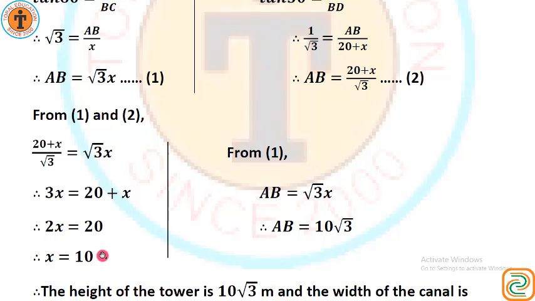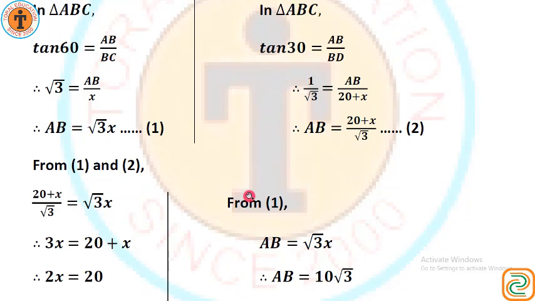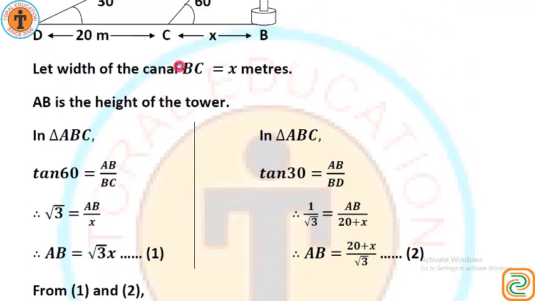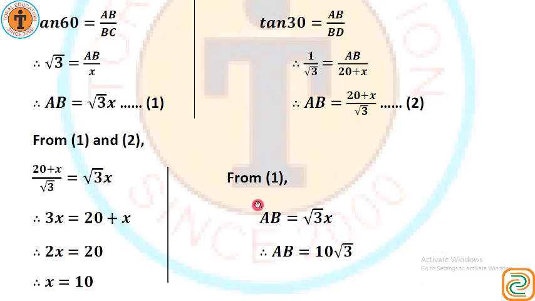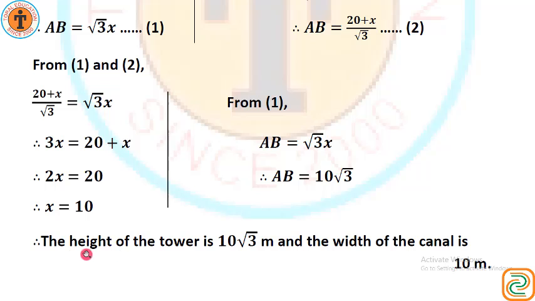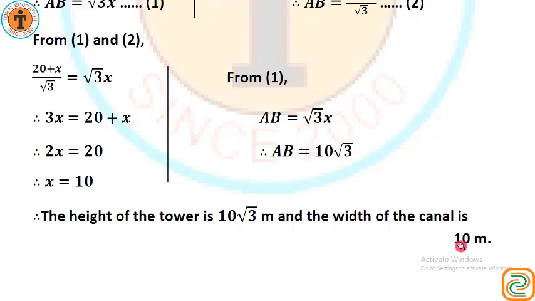So what did we take? x is the width of the canal. Now AB equals root 3 x, that is 10 root 3. Therefore we can say the height of the tower is 10 root 3 meter and the width of the canal is 10 meter.